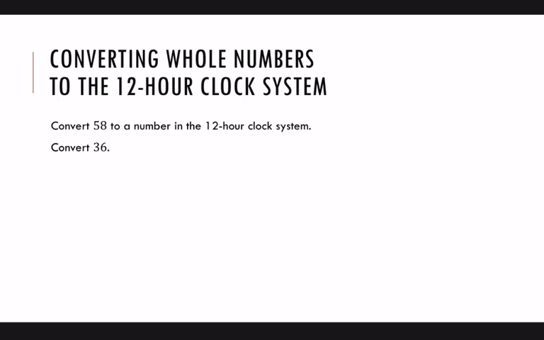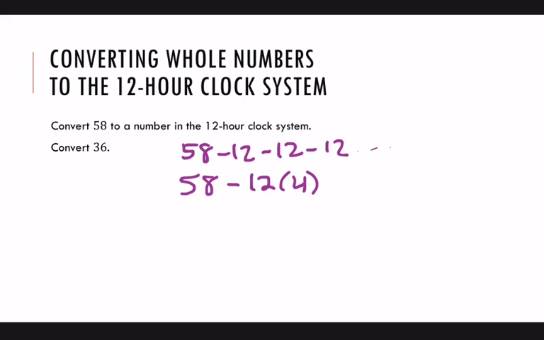All right, so let's try it out with 58, we've got 2 examples here. Option 1, 58, subtract away as many 12s as possible. So think of multiples of 12: 24, 36, 48, 60. So it looks like the biggest multiple of 12 that we can subtract is 12 times 4. And that leaves you with a remainder of 10.